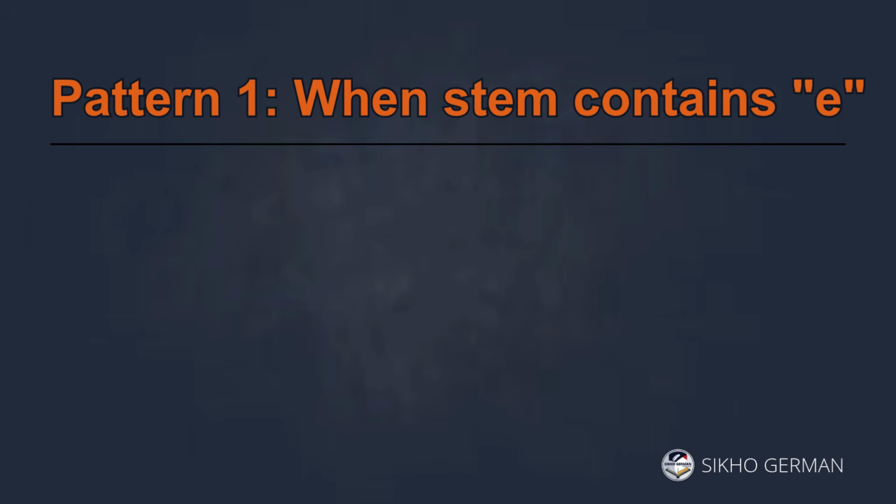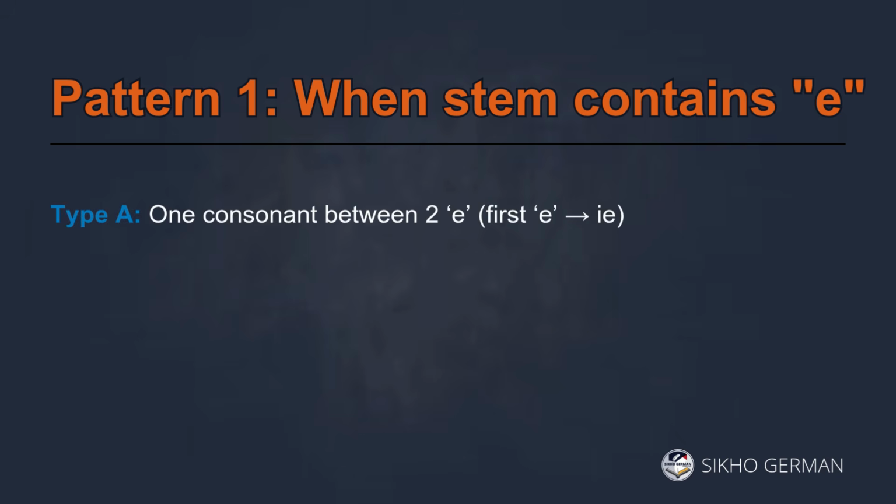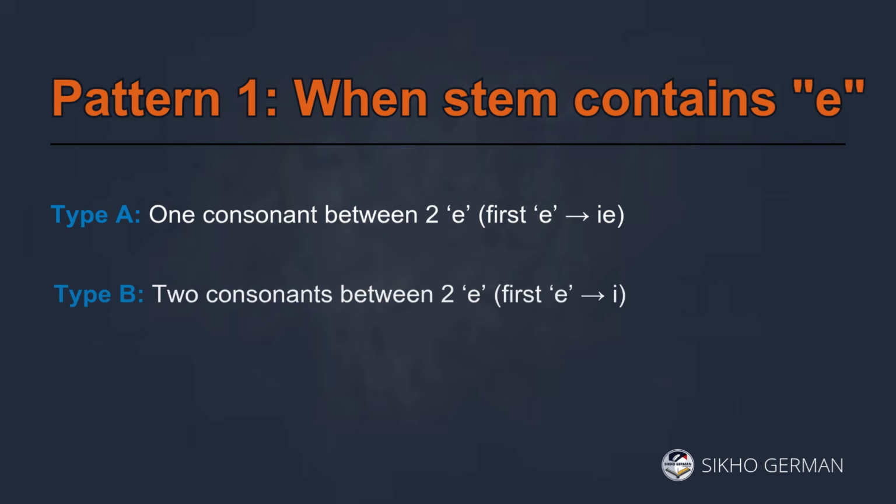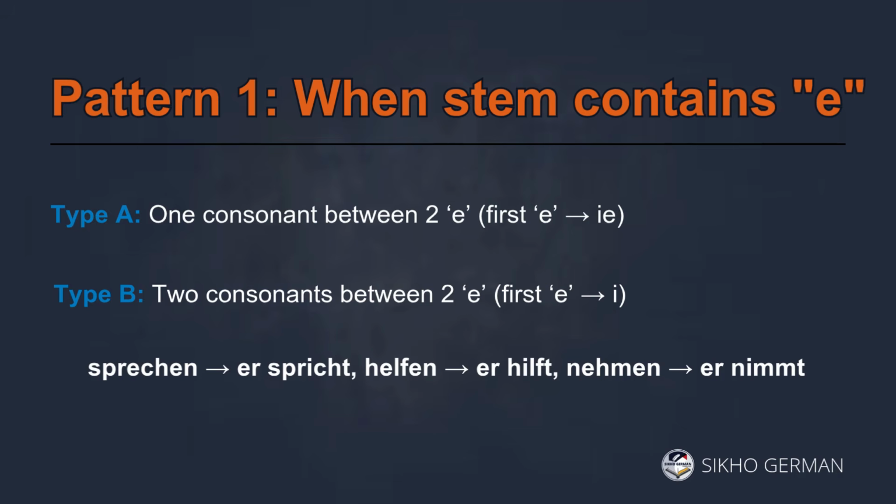Pattern 1 summary. Type A, one consonant between e's, first e becomes ie. Sehen, sieht, lesen, liest. Type B, two consonants between e's, first e becomes i. Sprechen, spricht, helfen, hilft, nehmen, nimmt.